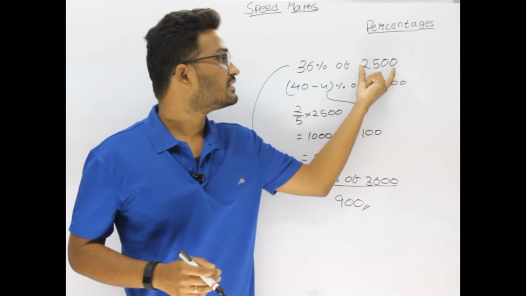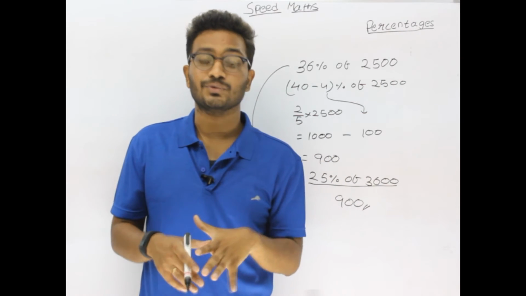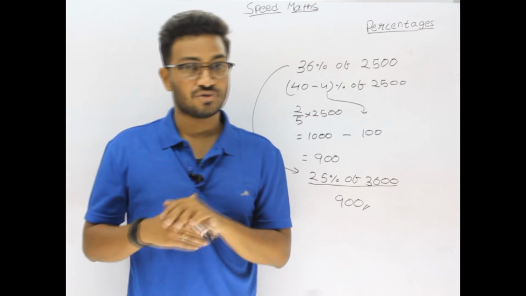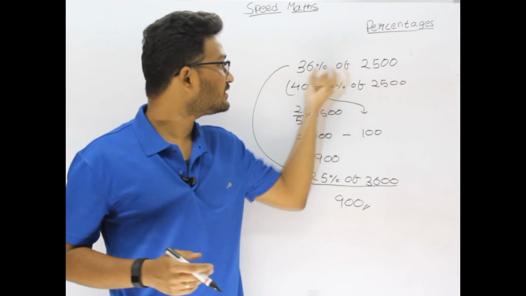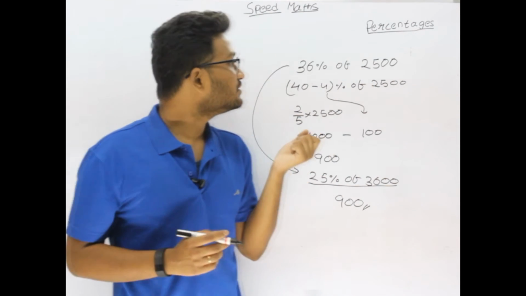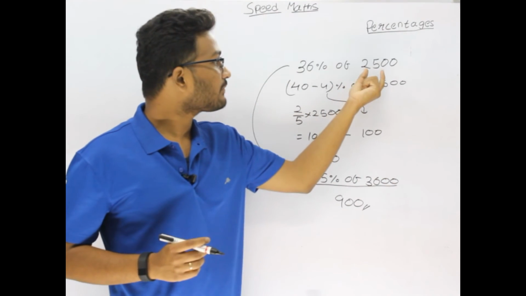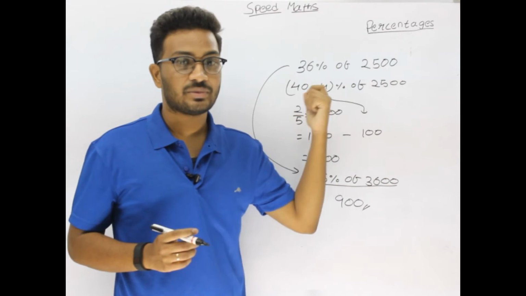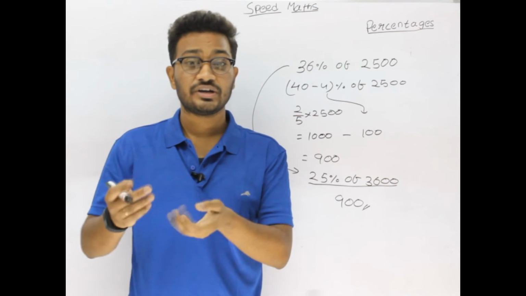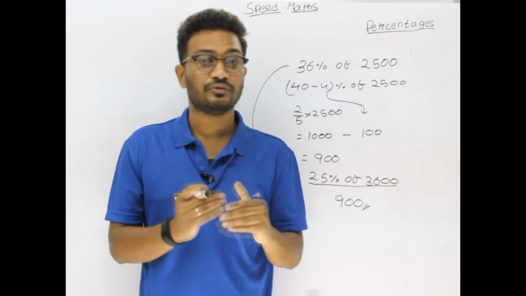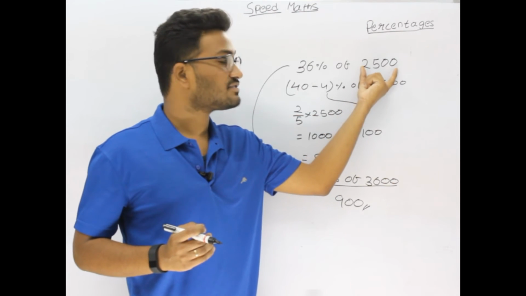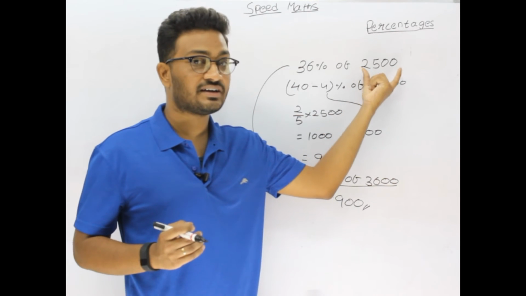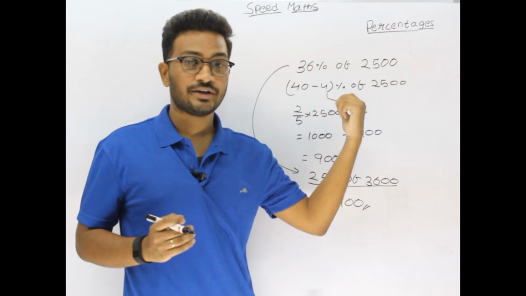If we can convert this number to a percentage value whose fractional equivalent is known to us, then we can convert this directly like this. So here we want to know 25%, and 25% is 25 by 100, which is 0.25. So we are converting this value, that is this 2500 number, to 0.25.